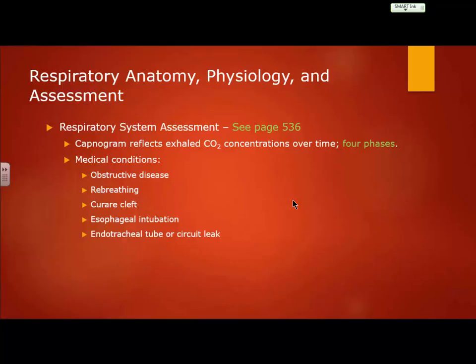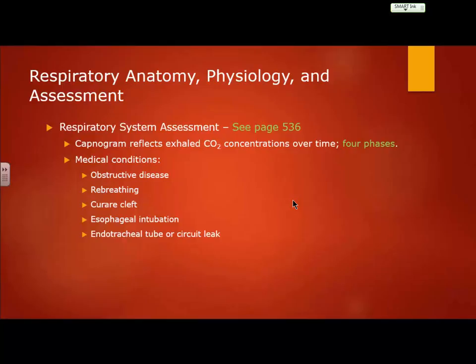So, your capnogram reflects exhaled CO2 concentration over four phases. What are some of the things that we're looking for? Obstructive diseases, asthma, emphysema, things like that. Rebreathing. What does that mean? Right. So you're breathing in CO2 instead of getting rid of it all. You're breathing back in some of that CO2.